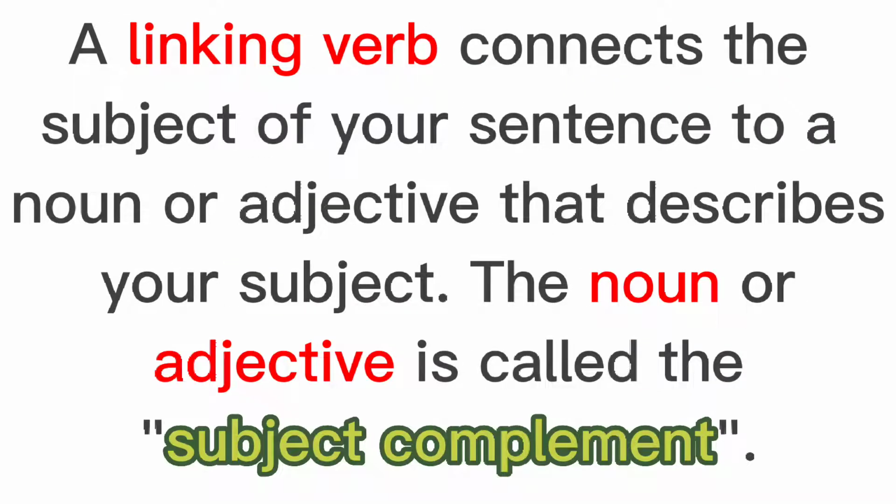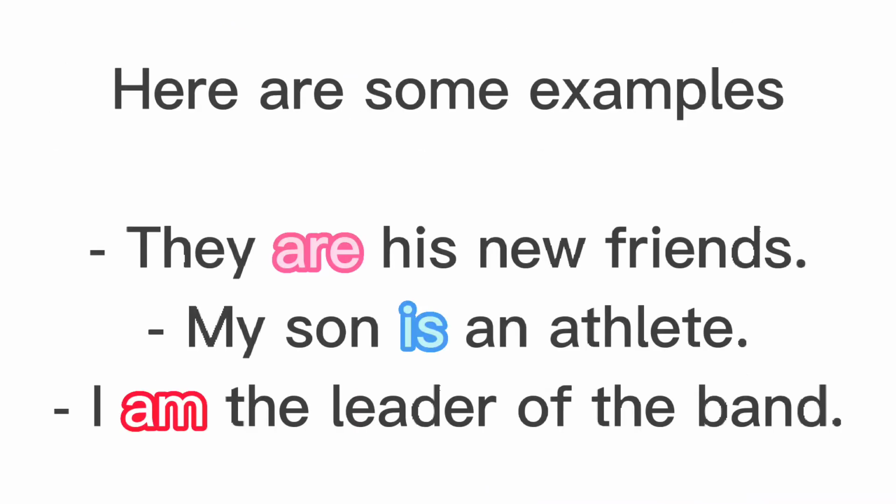A linking verb connects the subject of your sentence to a noun or adjective that describes your subject. The noun or adjective is called the subject complement. Here are some examples. They are his new friends. My son is an athlete. I am the leader of the band. So the verbs are, is, and am are linking verbs.